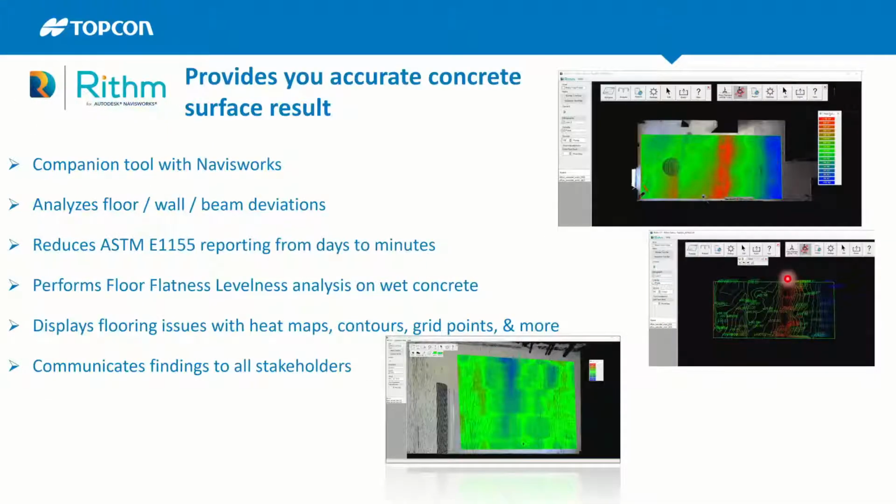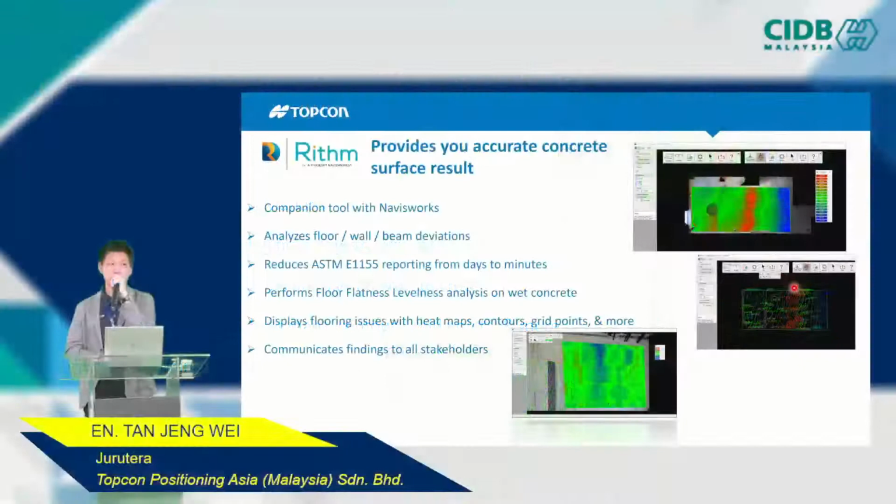So coming to the last software that we have here is actually the Rhythm. Rhythm is a companion tool for Navisworks as well, and we use it to analyze floor, wall, or even beam deviation. Not to mention, we can also produce the ASTM E1155 report by using this software.